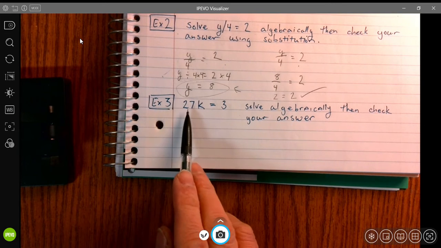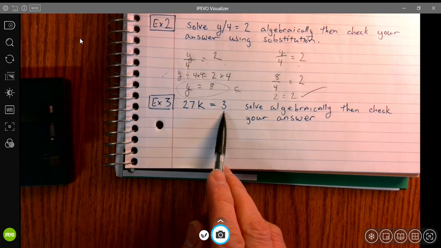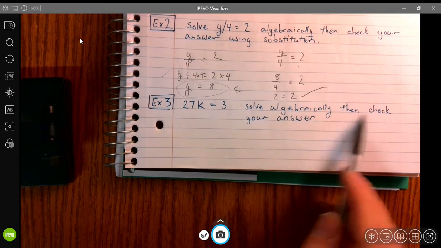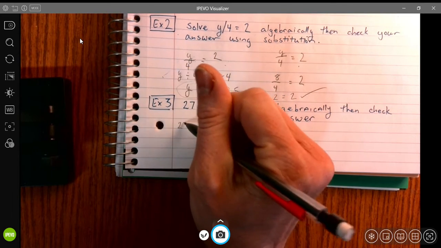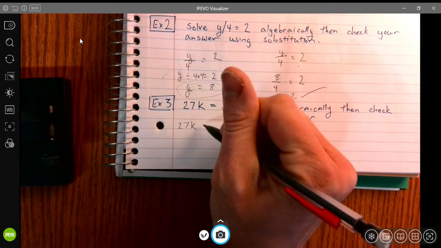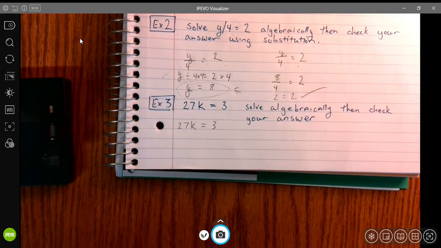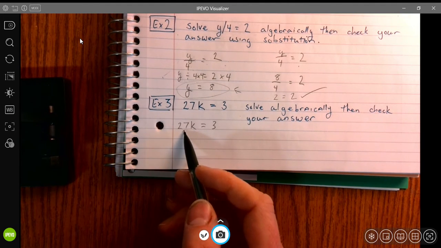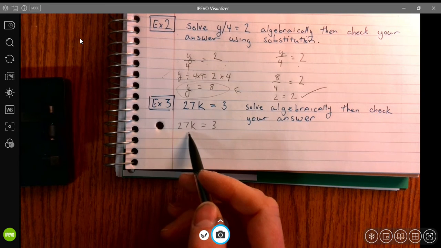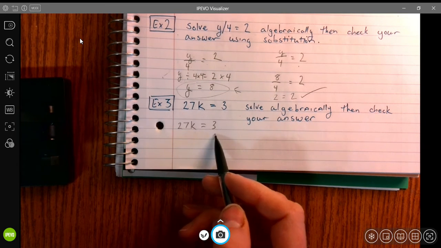Example 3. 27k is equal to 3. Solve algebraically, then check your answer. All right? Well, again, I'm just going to start by writing down the original. I'm going to show you a slightly different way to do it this time. So again, I have 27k, which means 27 times k, or 27 multiplied by k, is equal to 3.